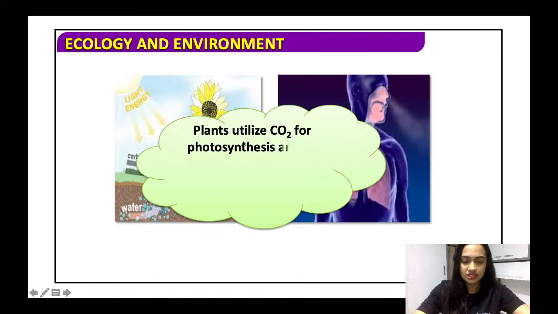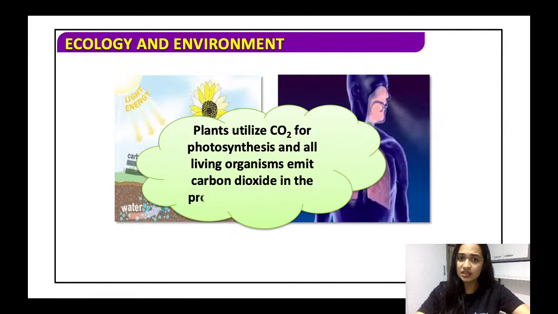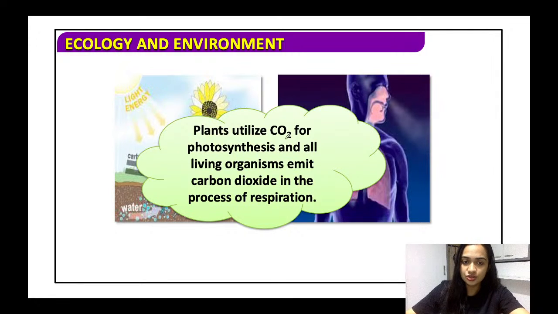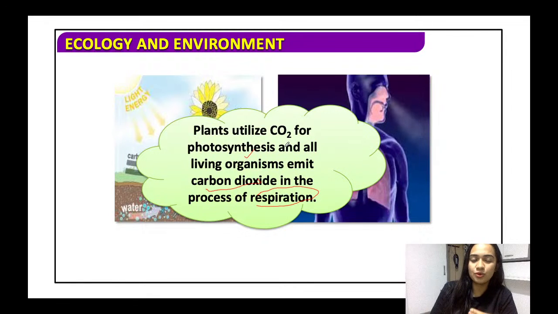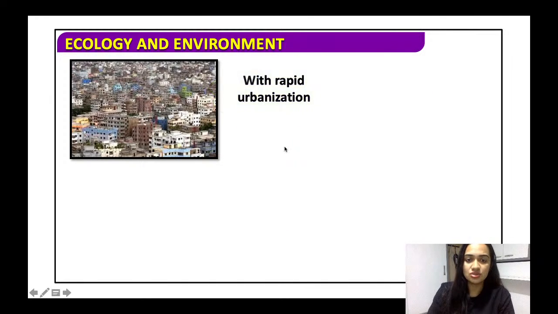Plants utilize carbon dioxide. Carbon dioxide is used in many of the biological processes, and plants utilize it for photosynthesis, and all living organisms emit carbon dioxide in the process of respiration. And who absorbs this carbon dioxide? Plants. So now what is happening is that humans are increasing and we keep on cutting the trees. So now the quantity of plants is decreasing, so there are not enough plants to absorb this carbon dioxide. Alright, so that is leading to global warming.